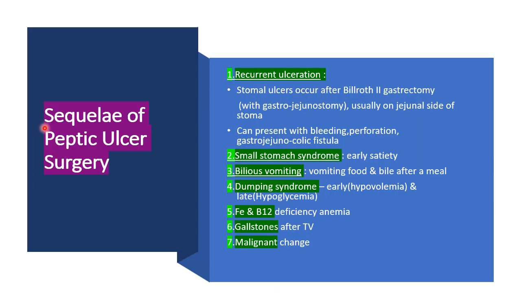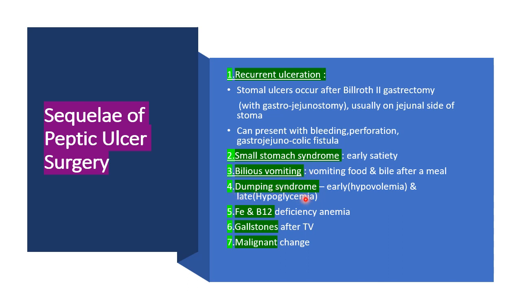Okay, what are the sequelae and complications of peptic ulcer surgery? There is a long list of them, which I will not go into today. The complications will be done in another lecture. Recurrent ulceration, okay, it's very important. Small stomach syndrome, where the patient feels early satiety after taking a small amount of food. Bilious vomiting, okay, due to stomach obstruction.